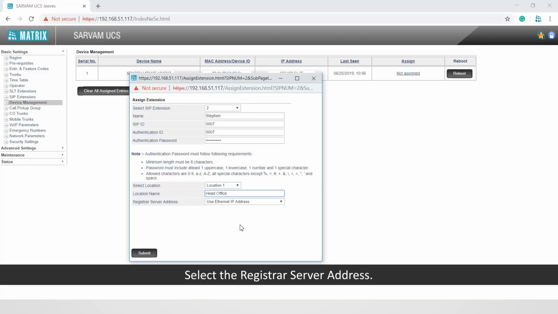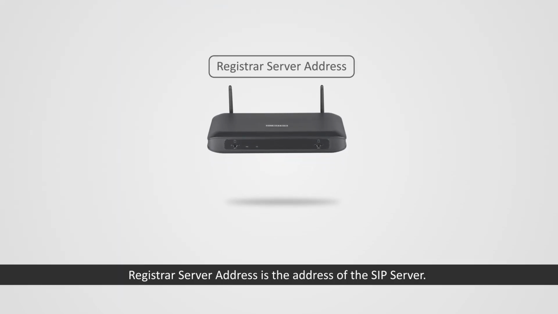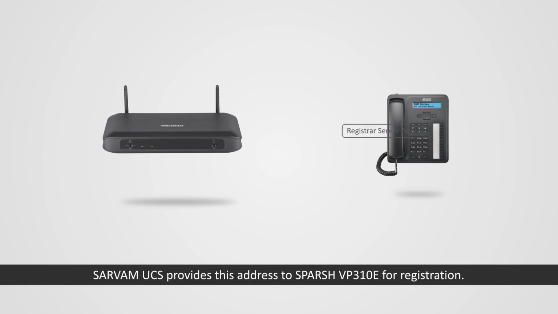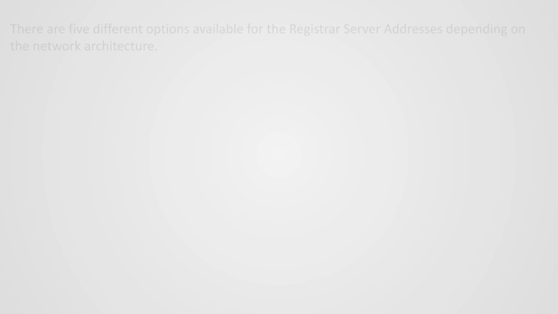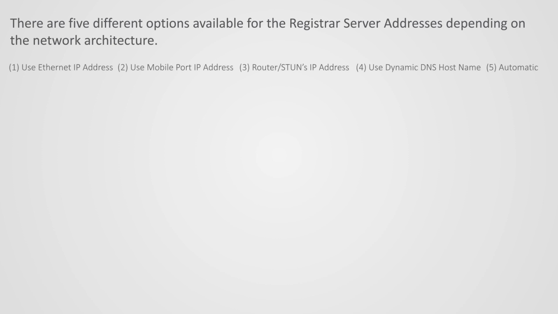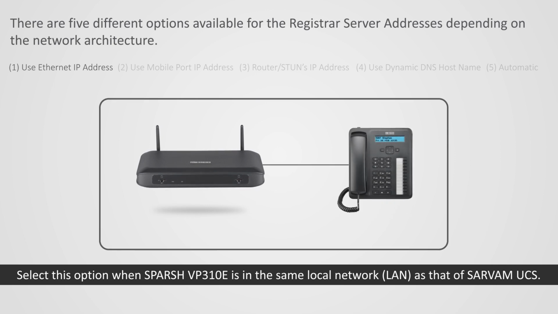Select the registrar server address. Registrar server address is the address of the SIP server. SARVAM UCS provides this address to SPARSH VP310E for registration. There are 5 different options available for registrar server addresses depending on the network architecture. Use Ethernet IP address. Select this option when SPARSH VP310E is in the same local network as that of SARVAM UCS.